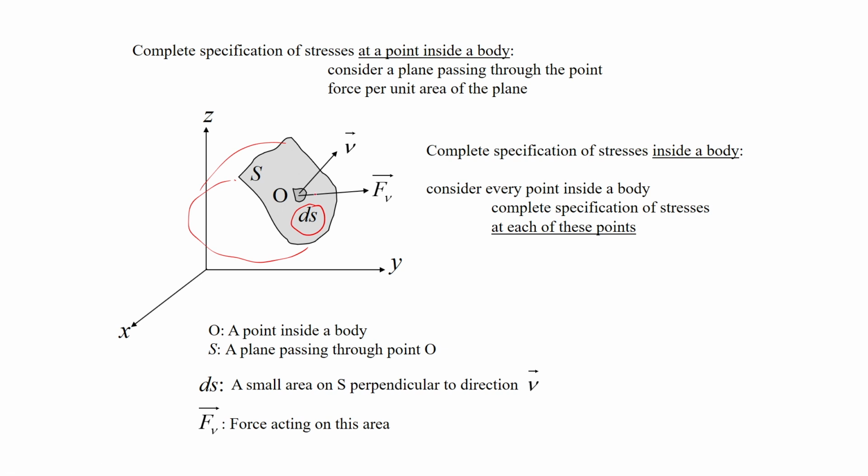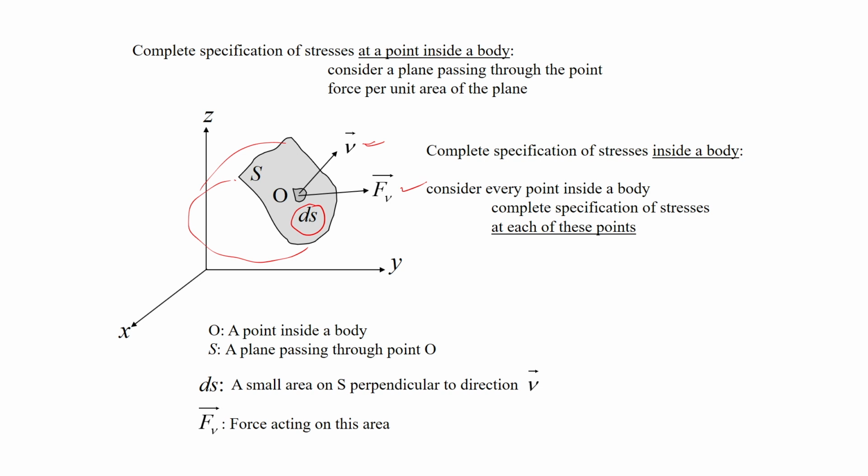Let us say this element dS has a normal represented by the nu vector, and so this elemental area is defined by this nu vector, and the force that acts on it per unit area is F_nu. F_nu represents the force vector that acts on this particular surface, which is perpendicular to this nu vector. That is what is meant by the F_nu vector.